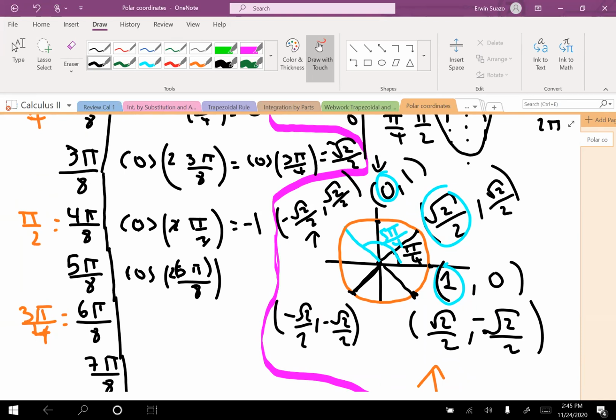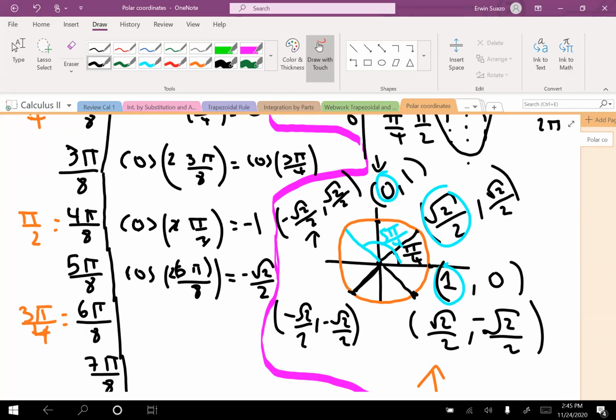Oh, I think I made a mistake here. I think cosine of 3 pi over 4 I didn't do. Yeah, sorry. Cosine of 3 pi over 4 is not this one. It's okay, we can skip that one. Cosine of 5 pi over 4 we know. That is minus the square root of 2 divided by 2. So we're almost done, guys.